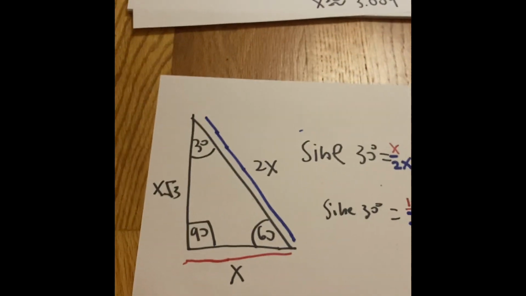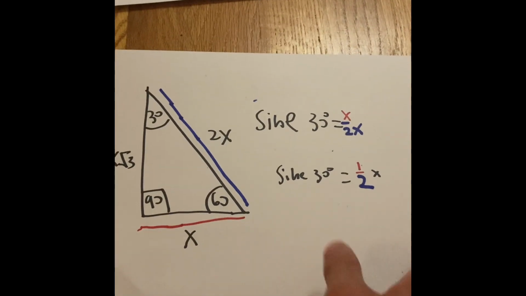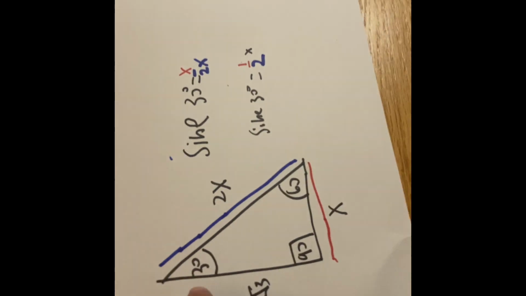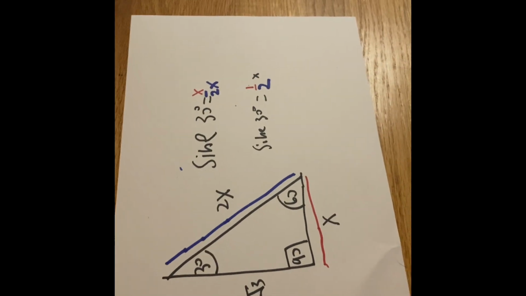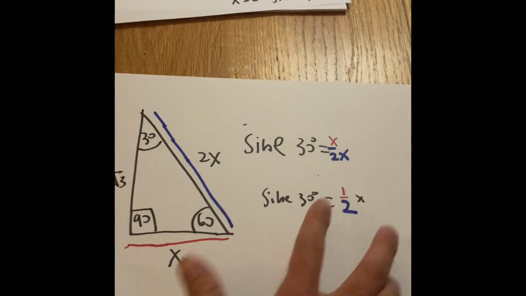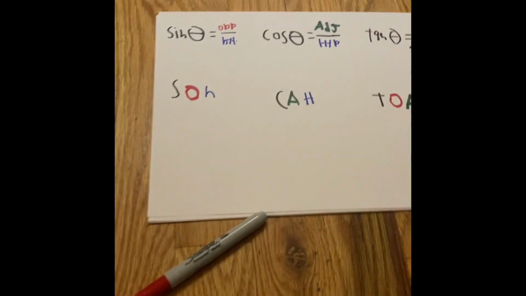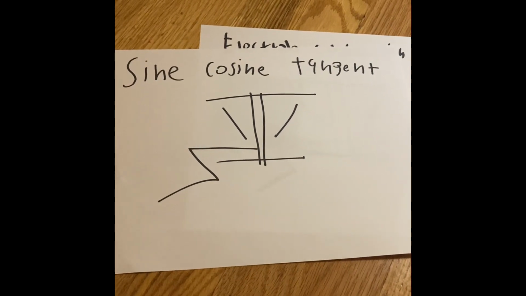Opposite divided by the hypotenuse. Always remember, theta must be touching the ground because things may change when you're doing trigonometry. And that is how we understand sine, cosine, tangent. This video has helped you understand sine, cosine, tangent.